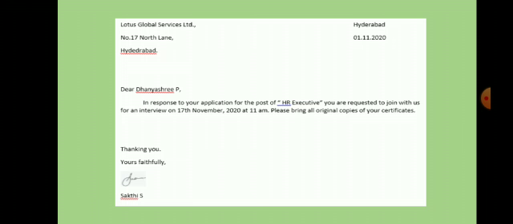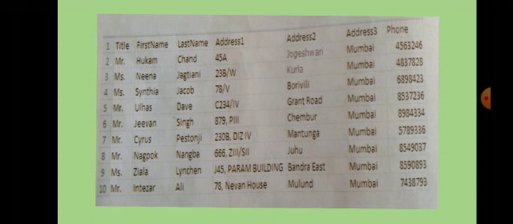Even we can reduce this burden by using the mail merge concept. That's why we are using the mail merge concept in word processor. So, to achieve mail merge, we should have the following components.